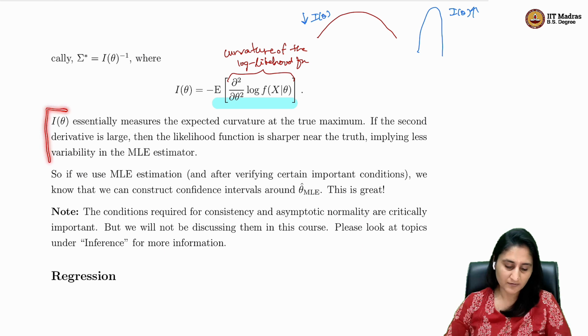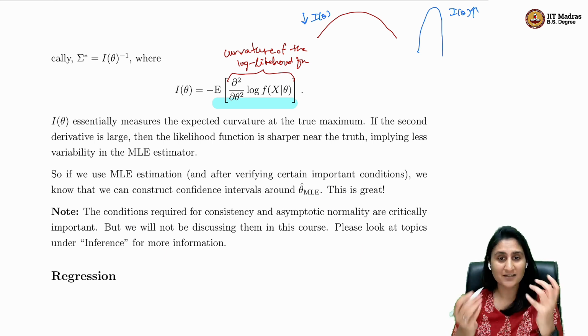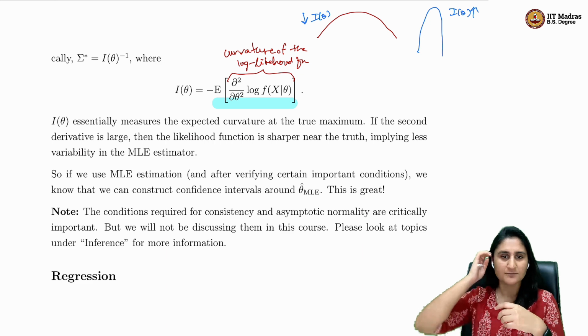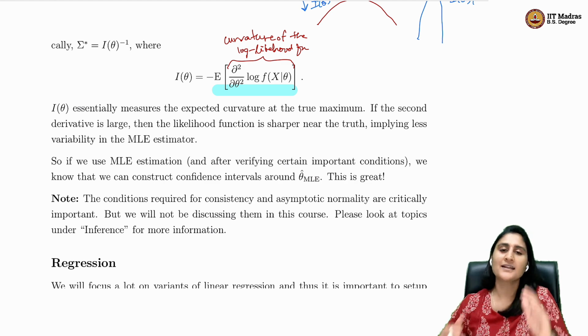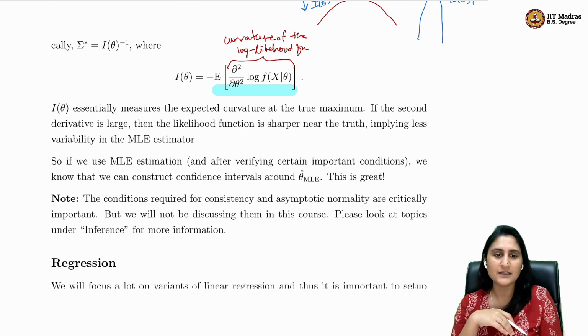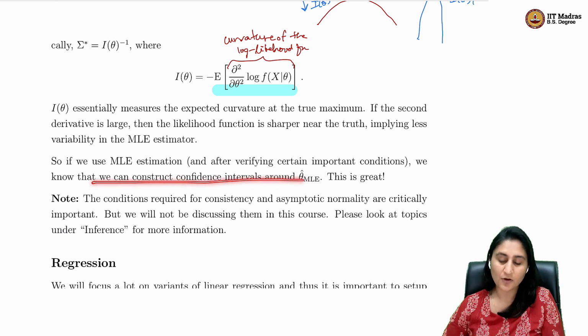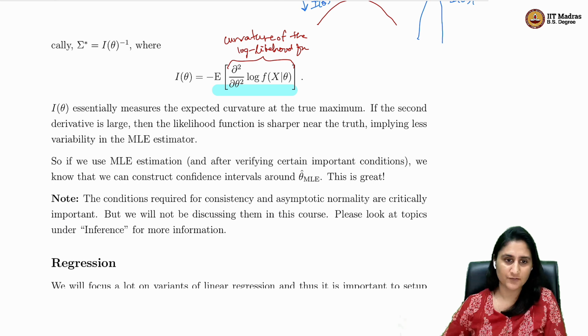And this is really what I theta interprets. Because the actual variance is an inverse function of I theta, sigma star is I theta inverse, which means it is inversely proportional to the amount of curvature. So if we use MLE estimation, after ensuring that some important conditions are satisfied that guarantee consistency and normality, we can use it to understand the variance of the estimator. We can also use it to construct confidence intervals around our estimator. And that's really going to help us in inference.